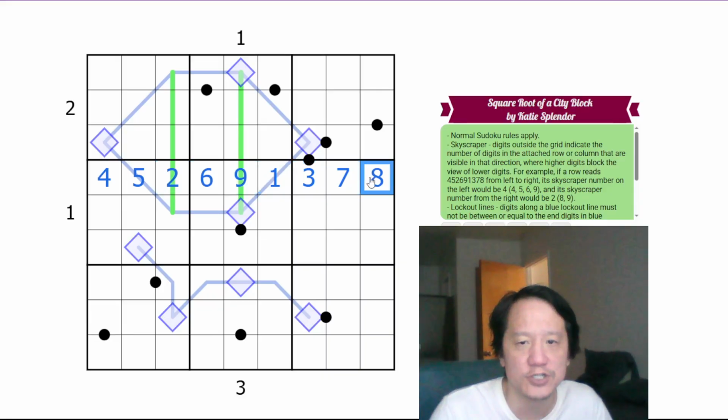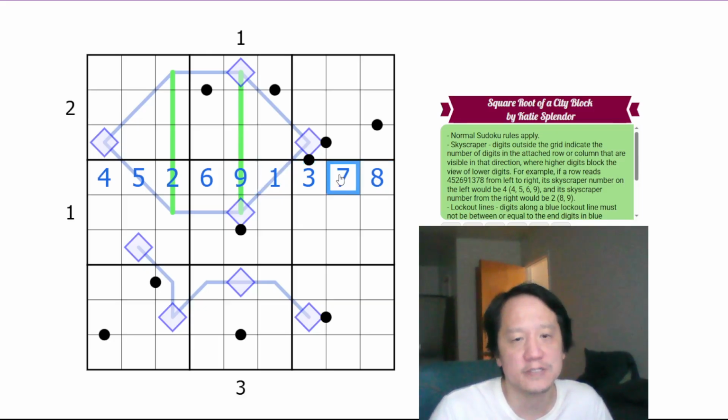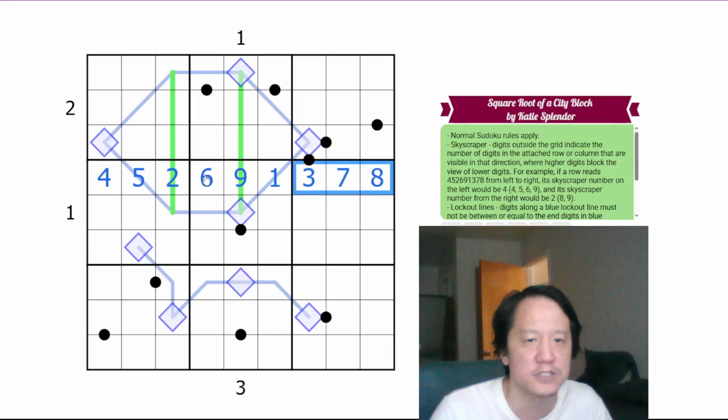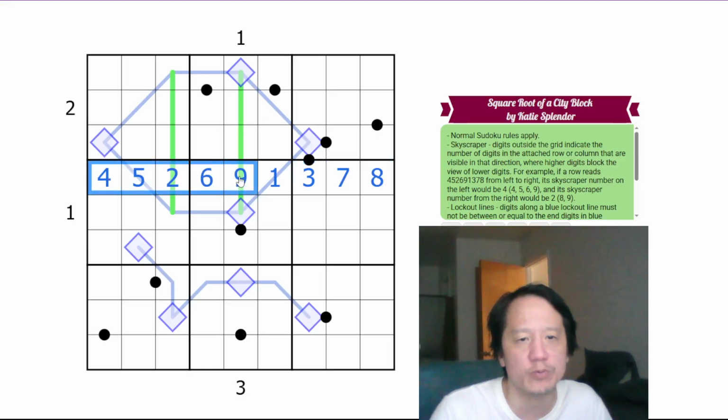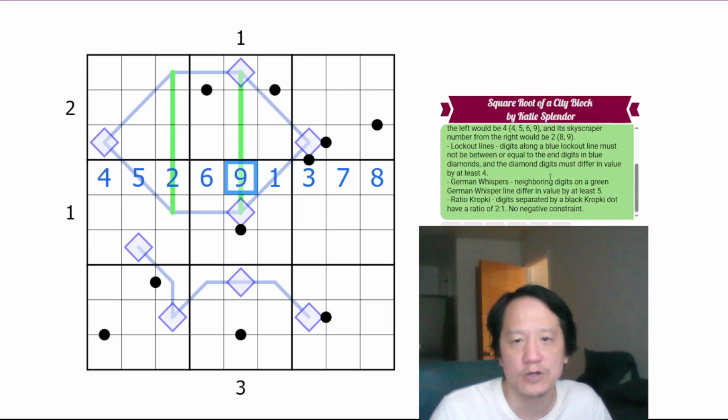see any other digit. And its skyscraper number from the right would be 2 because it sees just the 8 and 9. Because the 7 would be blocked by the 8, the 3 would be blocked by the 8 and the 7, the 1 would be blocked by all 3 of these digits, and 6, 2, 5, and 4 would be blocked by the 9 here. So looking this way would see only the 8 and 9, looking this way would see only 4, 5, 6, and 9 there. So those are examples of how skyscrapers work.